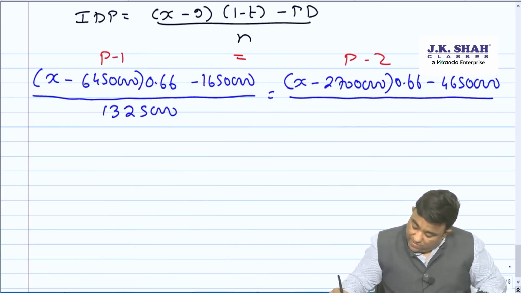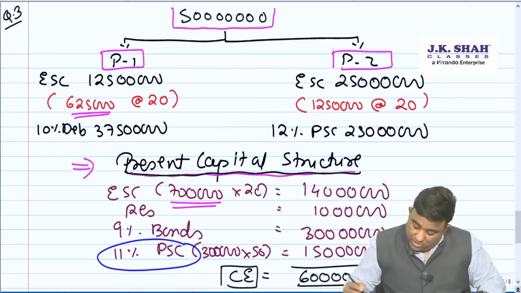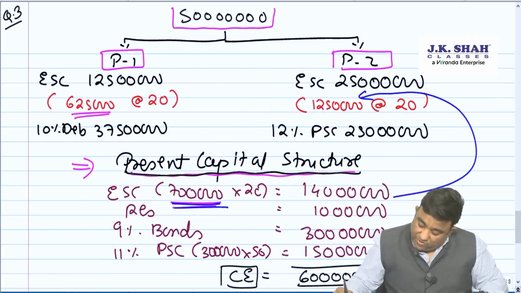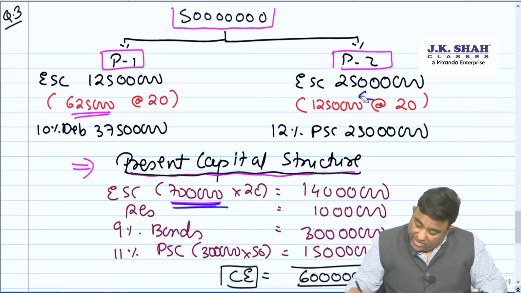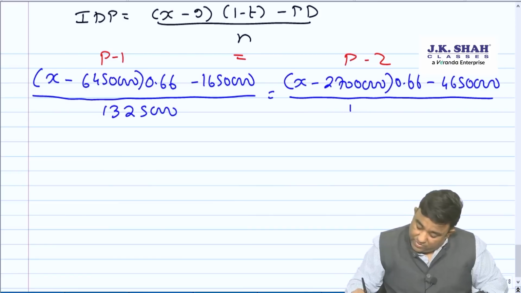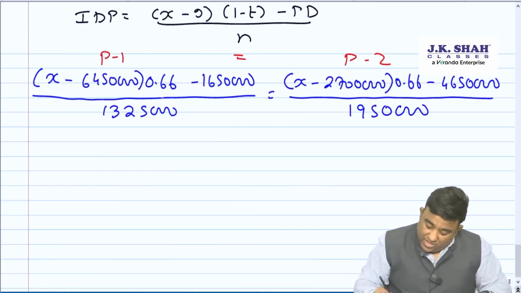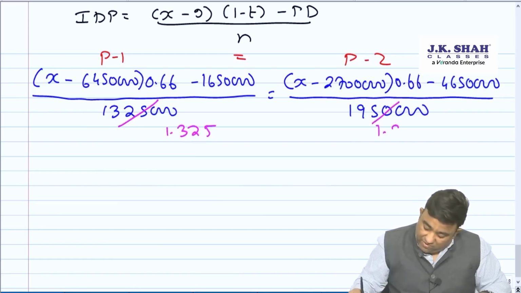Divide by number of shares again, student, be on your toes. This 7 lakh will remain constant, plus 12 lakh 50,000 is going to be 19 lakh 50,000. That's it. Now ready to rock with the equation. I would say reduce this, it is 1.325, reduce this, it is 1.95.